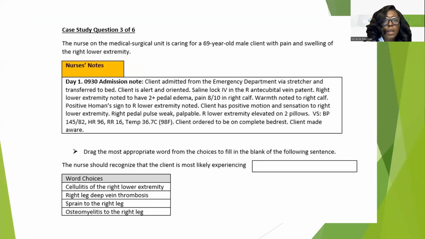So let's do the third question. The nurse, same patient, same question. Remember, this is all about the same question. Same patient. So now, this is an example of a drag and drop. Drag the most appropriate word from the choices to fill in the blank of the following sentence. The nurse should recognize that the client is most likely experiencing: cellulitis of the right lower extremity, right leg deep vein thrombosis, sprain to the right leg, or osteomyelitis to the right leg? It's your answer. Based on your assessment, based on what they gave you, right leg DVT.